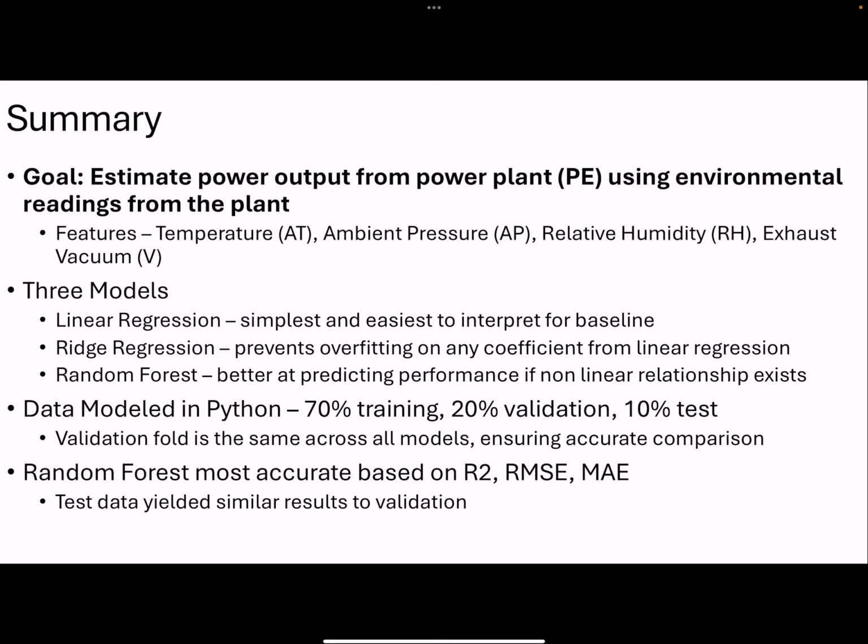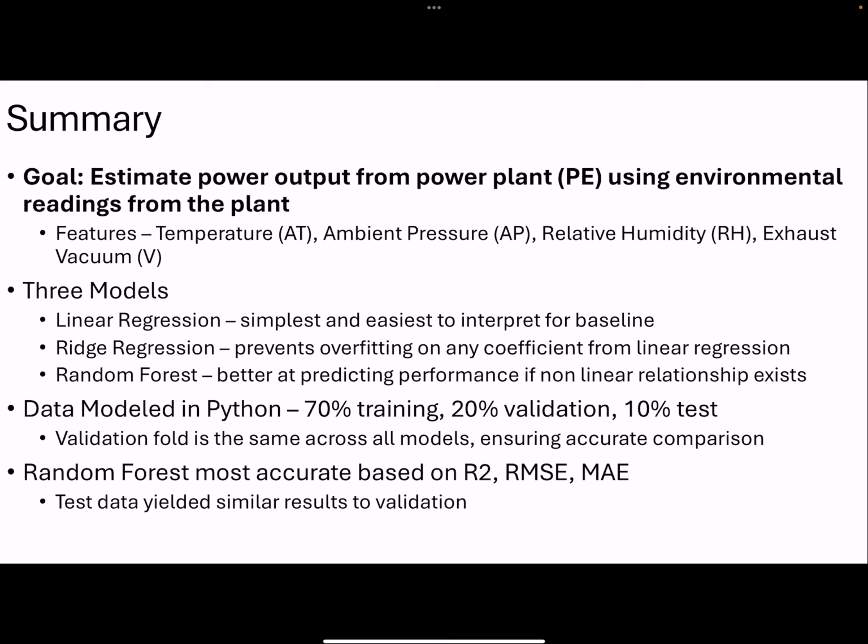So I modeled the data in Python for all 3 of these. We did 70% training, so 70% of the data was used for training, 20% for validation, and 10% for test. The 10% test is only used after we've decided which model we're going to use. So the training and validation takes place on all 3 models, but the 10% test is only used on the model that winds up being the most accurate based on our validation sets.